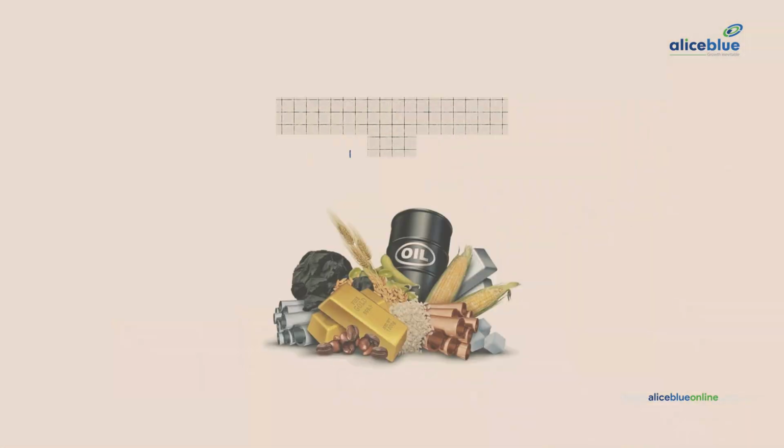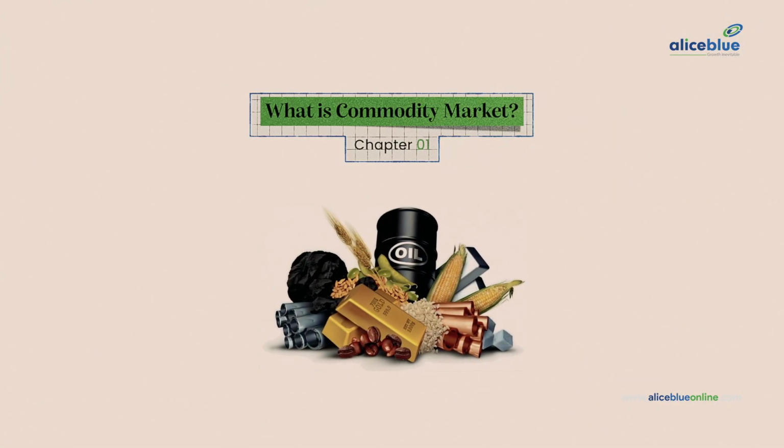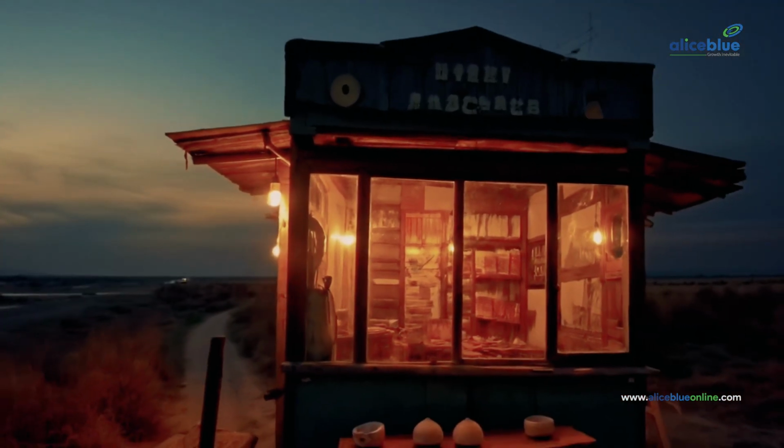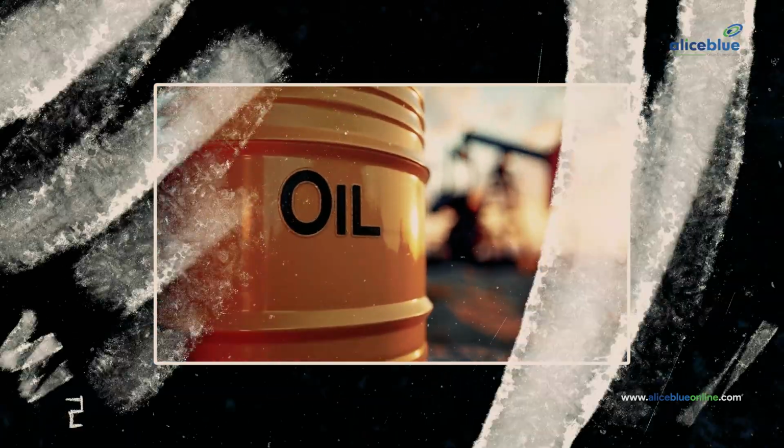First off, let's define what the commodity market is. In simple terms, it's a marketplace where you can buy or sell raw materials and primary products, ranging from natural resources like oil and gold to agricultural products like wheat and coffee.